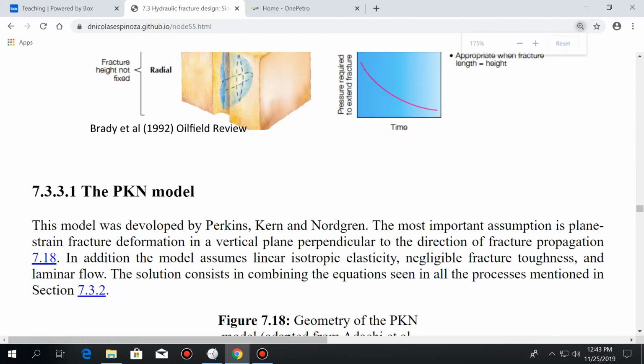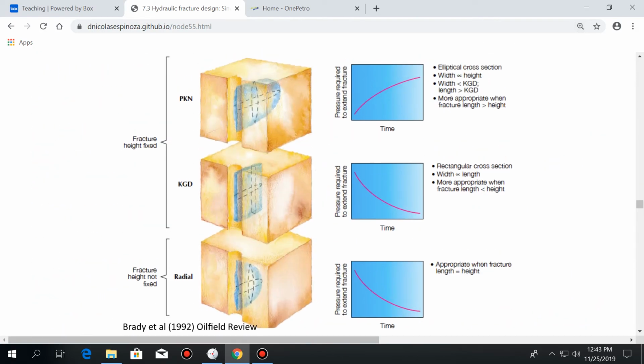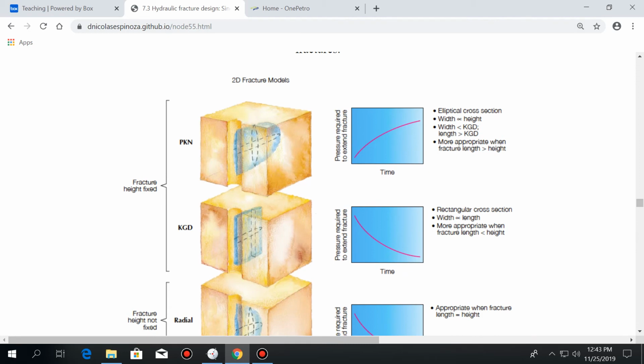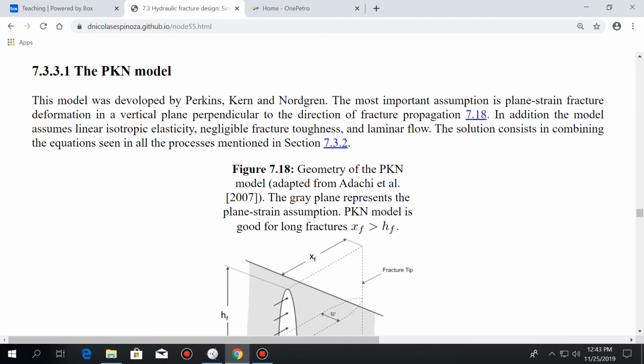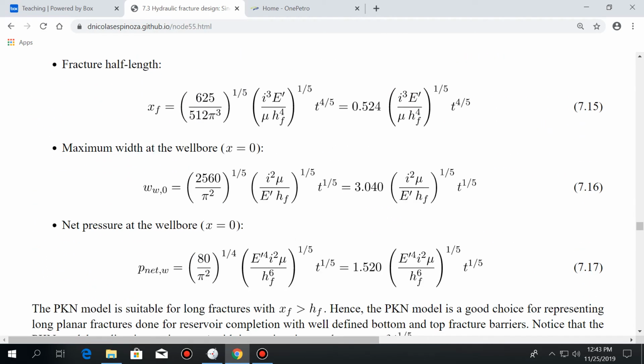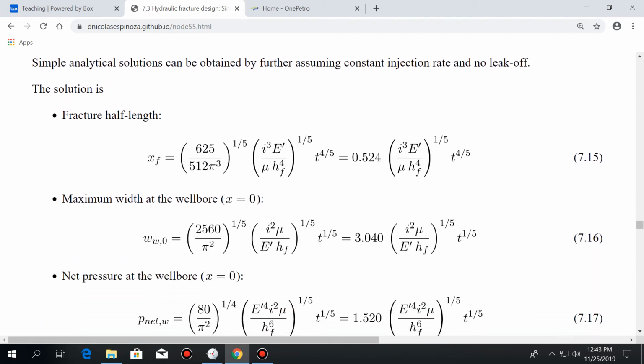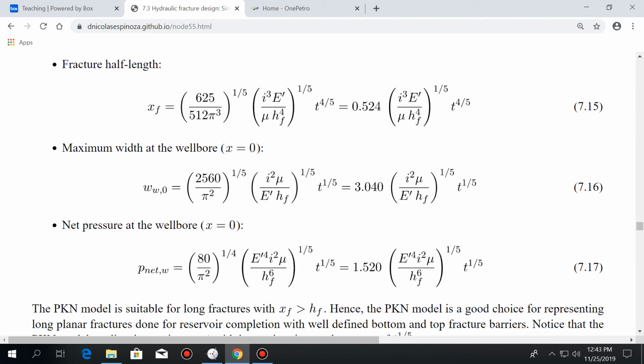Okay, here you have a more or less prettier description of these models. We're going to see in a bit the KGD and the Radial Model, but these are the equations. Fracture half length, as I was telling you, is proportional to the... there was a mistake in my notes, I'll correct it in a bit, but it's proportional to the 4/5 of the time.